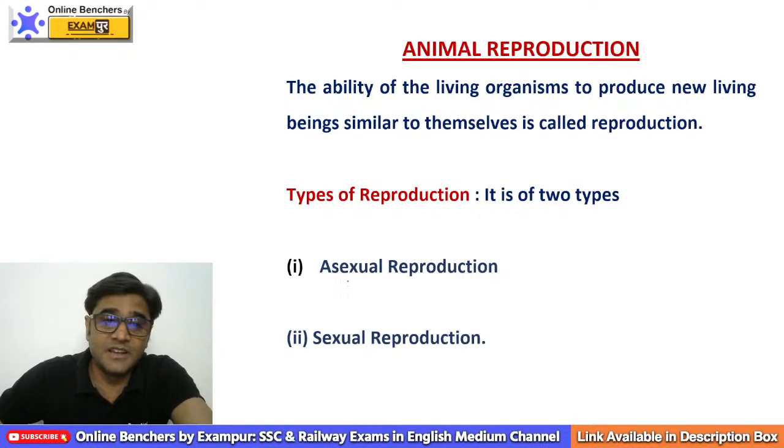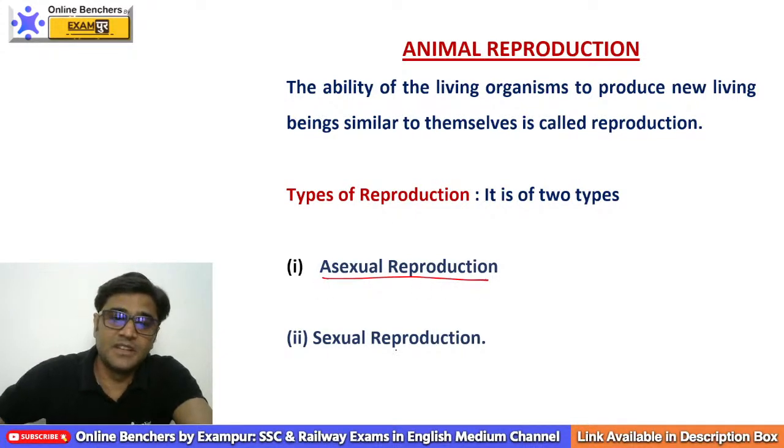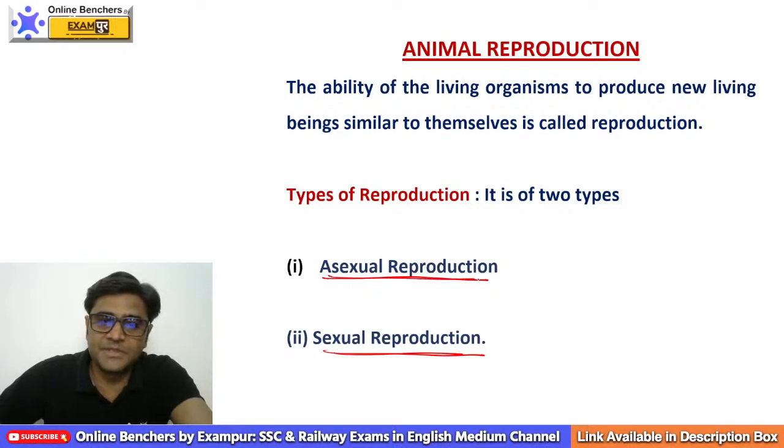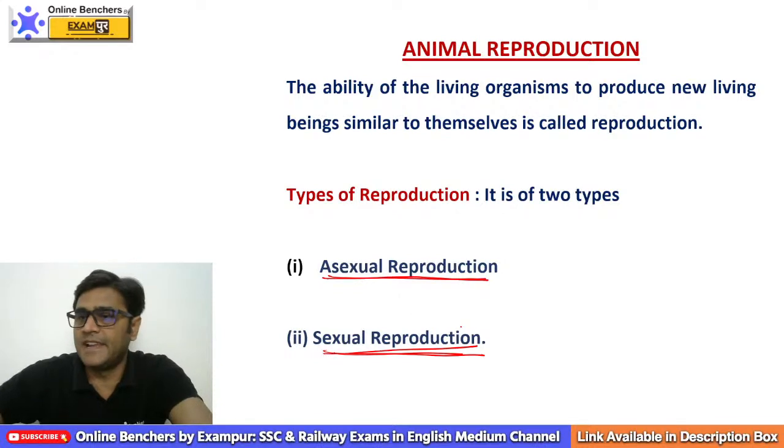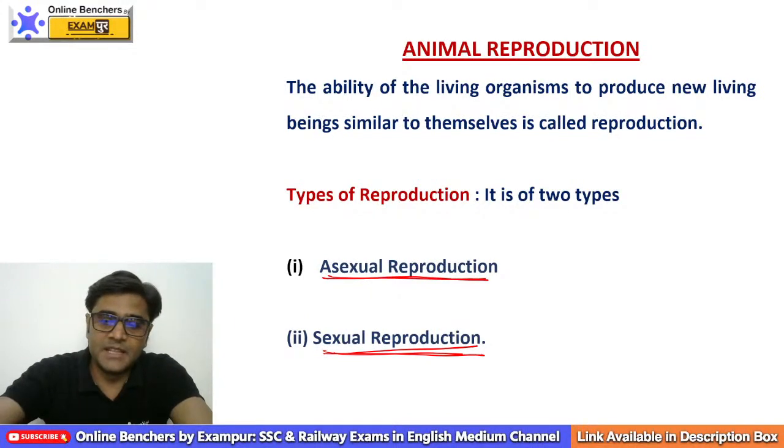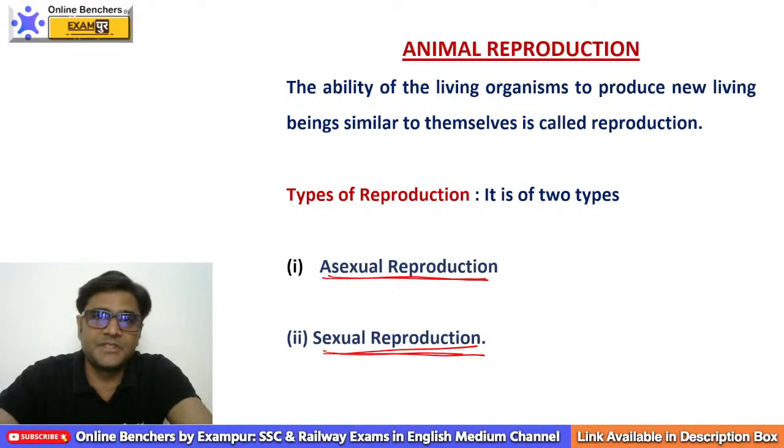You also know that reproduction is of two types. The first one is asexual reproduction, and next we have sexual reproduction. Now we are going to discuss the differences between asexual reproduction and sexual reproduction. This is very important. Then we will discuss the male reproductive system, female reproductive system, and different organs of the male and female reproductive systems and their functions.